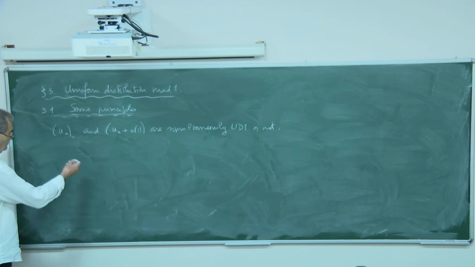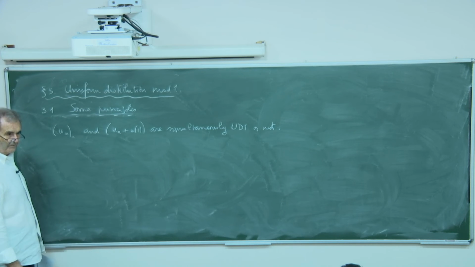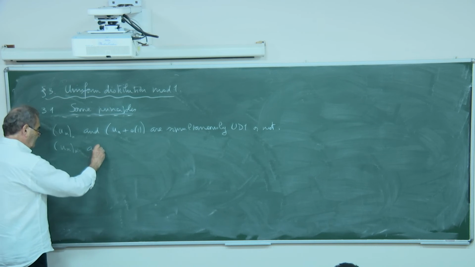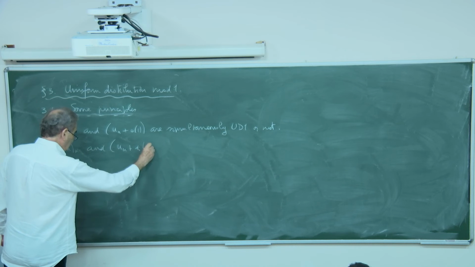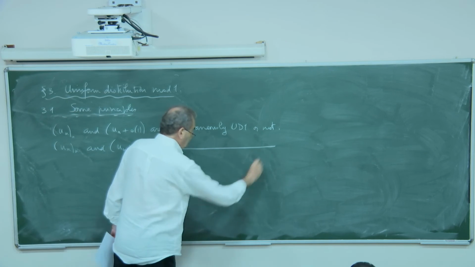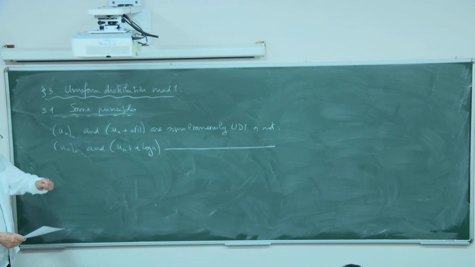Okay, you have also something, if you shift by a fixed element, it is also the same thing. You have also something which is interesting: u_n plus kappa, which is fixed, log n, are also simultaneously uniformly distributed mod 1 or not. Moving it by k log n works, because k log n is going very slowly.